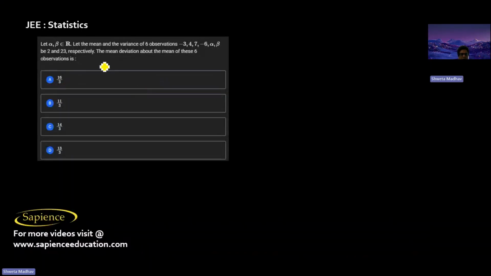So here it is told that alpha and beta belong to R. Let the mean and variance of 6 observations minus 3, 4, 7, minus 6, alpha, beta be 2 and 23 respectively. The mean deviation above the mean of these 6 observations is... First we have to find the alpha and beta values.